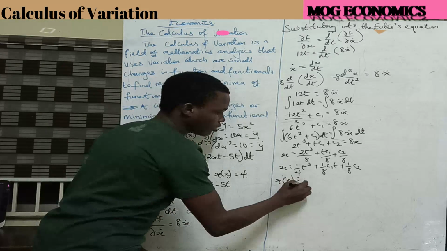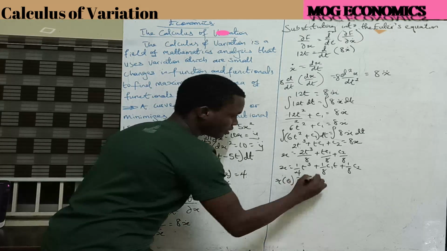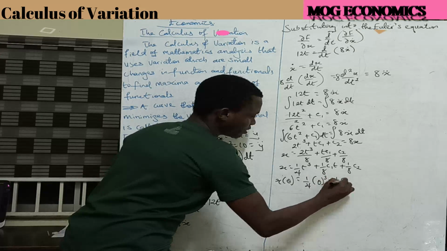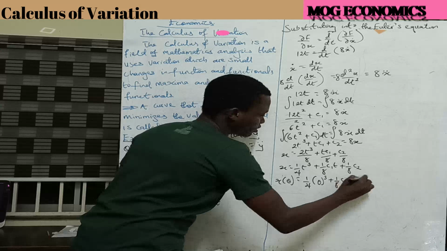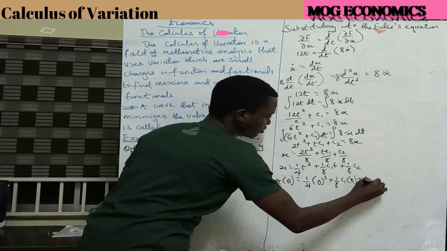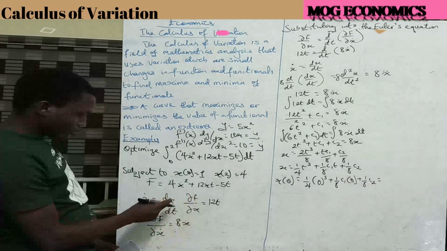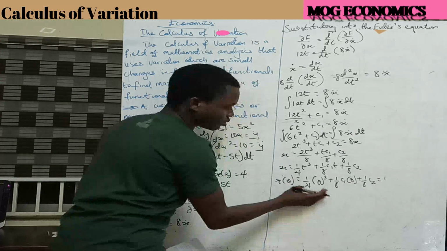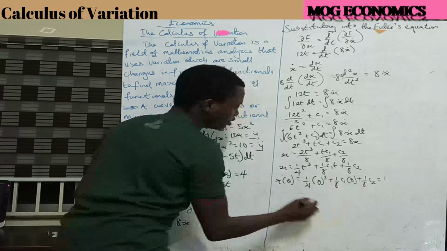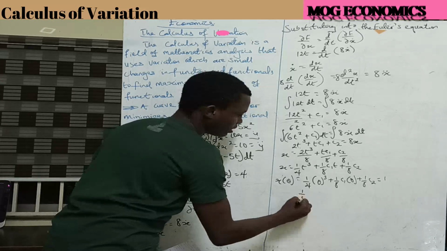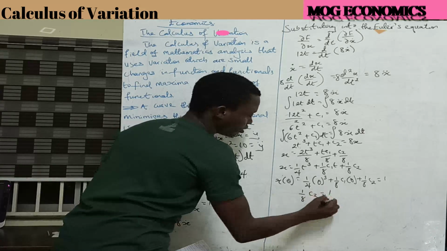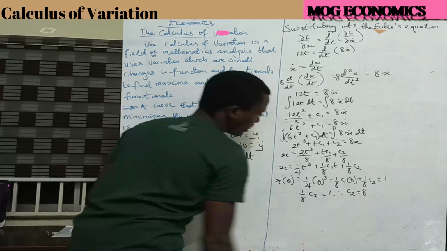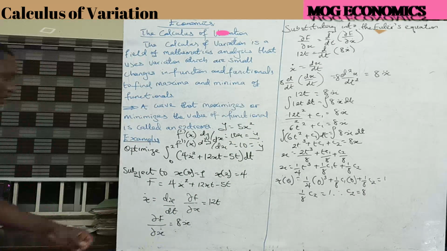x0 equals 1 over 4 times 0 cubed plus 1 over 8 c1 times 0 plus 1 over 8 c2 equals, what do we have? 1, right? So all of this becomes 0, all of this becomes 0. So we have 1 over 8 c2 equals 1. When we cross multiply, c2 equals 8. Good.